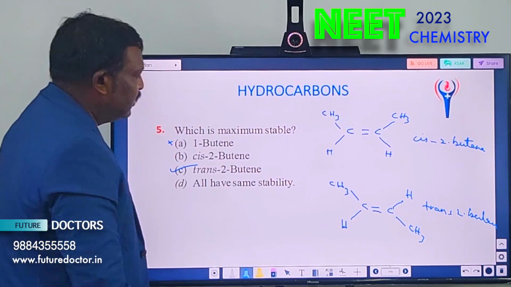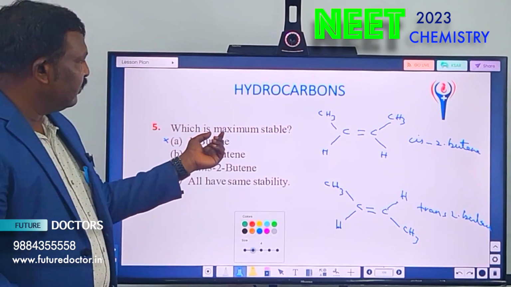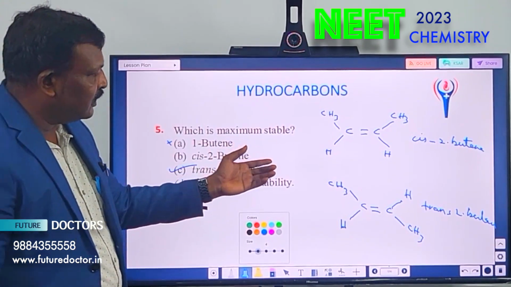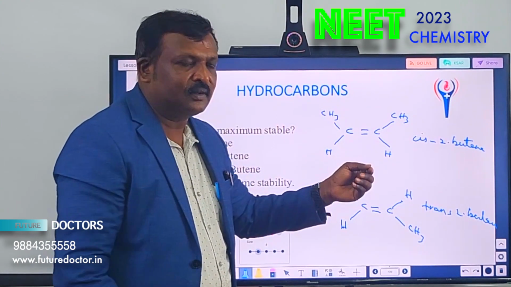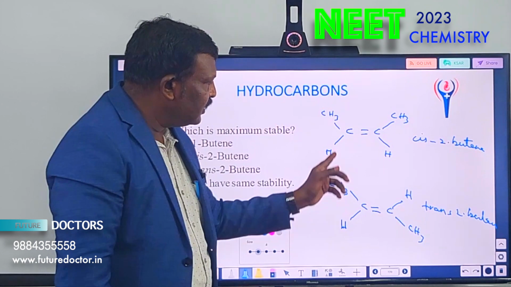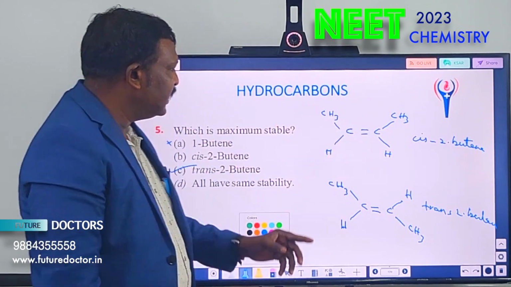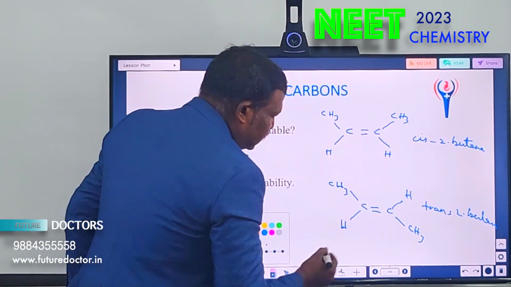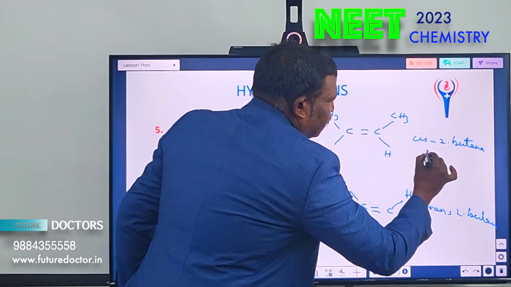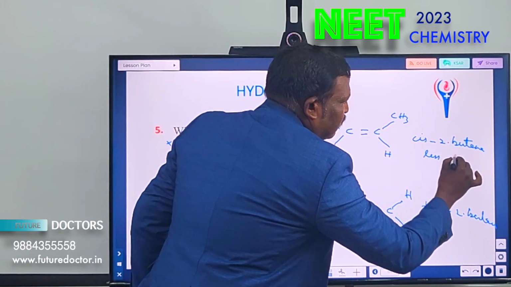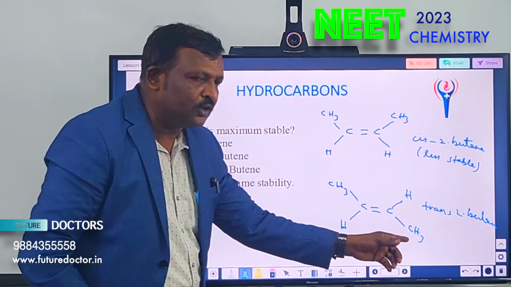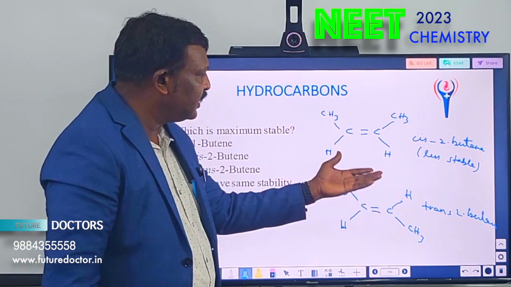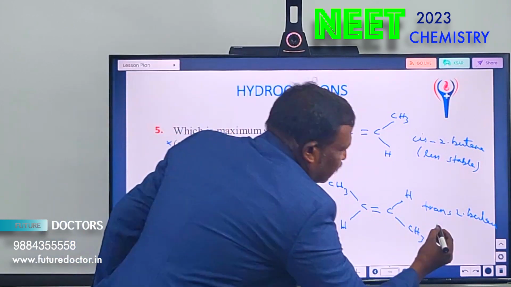Understood? Right. Okay, here we have to find out which one is maximum stable. Maximum stability depends only on this: if two groups are nearby, we have some steric effect. So steric effect will be there here. Steric effect means automatically this is less stable somewhat when compared to trans. It's less stable. But here also same big groups are present, but on opposite sides, so the steric effect is not here. Then only we can say this is somewhat more stable.